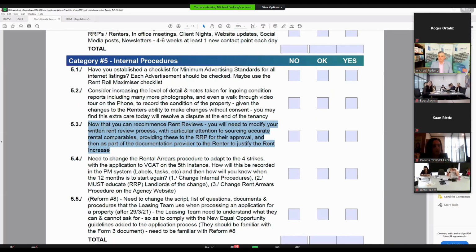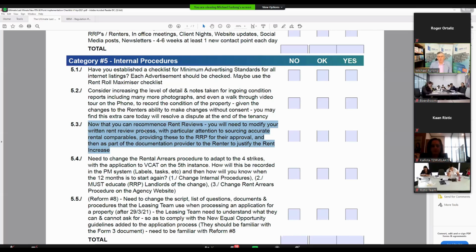But what you need to be able to do, and again, this is a procedural change, as part of your rent reviews, is actually justify how you came up with that figure. So I think we're probably going to find fewer tenants querying it and going to Consumer Affairs, because normally when a tenant queries a rent increase, they go to Consumer Affairs. Consumer Affairs asks the agent what their justification was, to provide the comparables, and there weren't any. So therefore, Consumer Affairs says no to the rent increase.